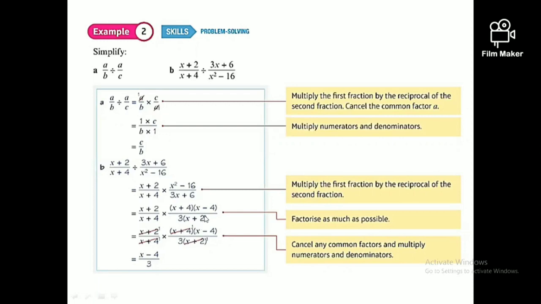Now you can see this, you can cancel this x plus 2 with x plus 2 over here. Then this x plus 4 with x plus 4 over here. Then the remaining term is 1 times x minus 4, which is x minus 4, divided by 1 times 3, which is 3. So your final answer turns out to be x minus 4 divided by 3.